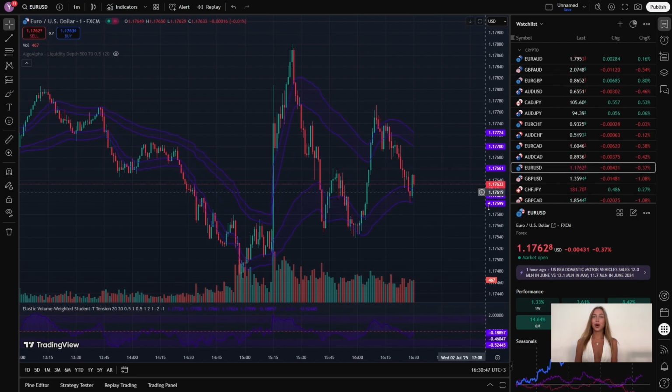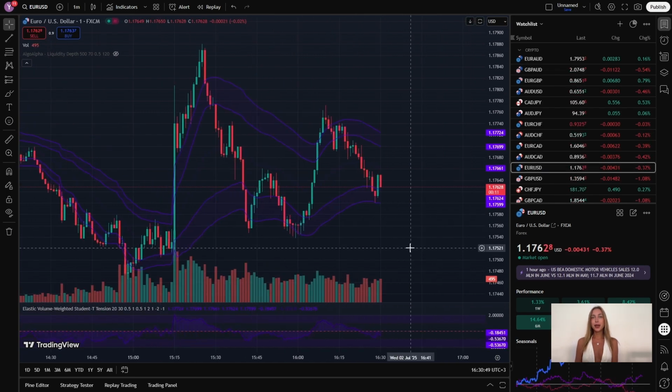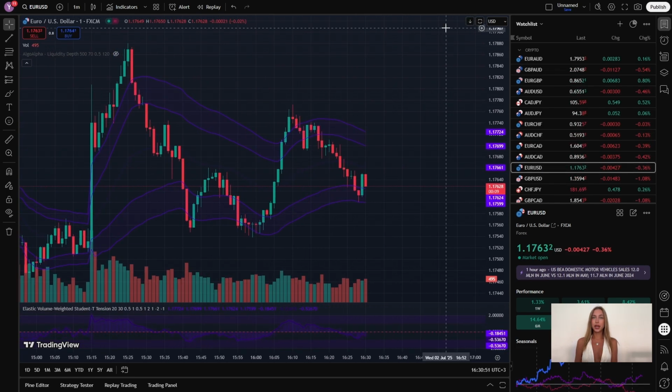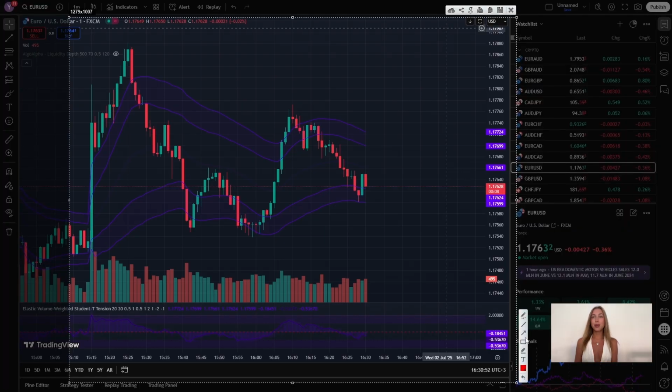A good setup for opening a position. I saw that the price entered the lower boundary on our indicator. This boundary serves as a support level. So I expect an upward movement from here.